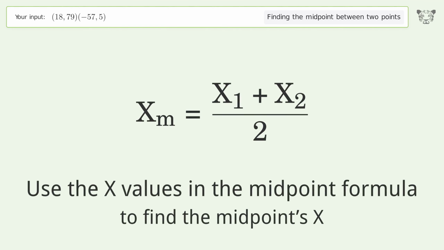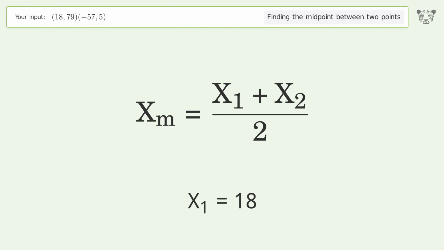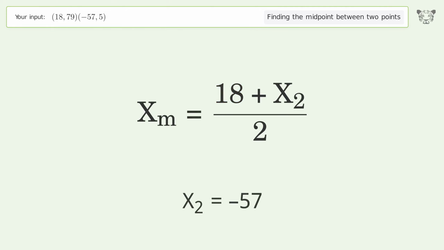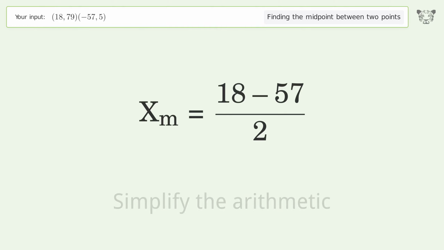Use the x values in the midpoint formula to find the midpoint's x. x1 equals 18. x2 equals negative 57. Simplify the arithmetic.